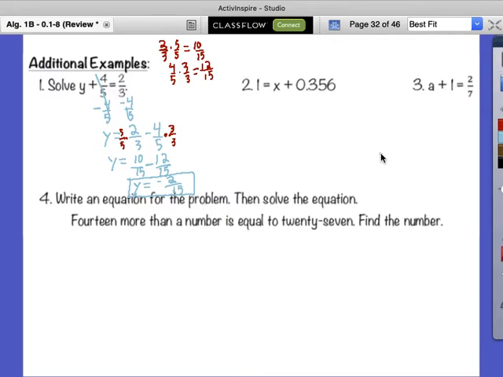1 equals x plus 0.356. So what's happening with x? What's happening with our variable? We ask ourselves this question all the time. Added. How do we undo it? Subtract. So what are we going to subtract by? 0.356, a decimal there, right? On both sides.